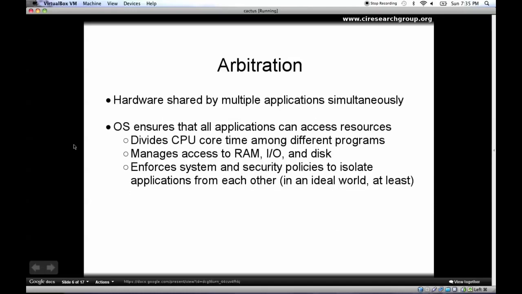Also, what if we could only run one program at a time on a computer system? Years and years ago, that was the case. However, a modern system is running multiple applications simultaneously, and it's up to the operating system to ensure that all these applications can access resources. So each CPU is divided among the different programs. Each program gets access to memory, input-output, as well as disk, and in an ideal world, the operating system also enforces policies that isolate applications from each other, so that a crash in one application doesn't take down the entire system or other applications.